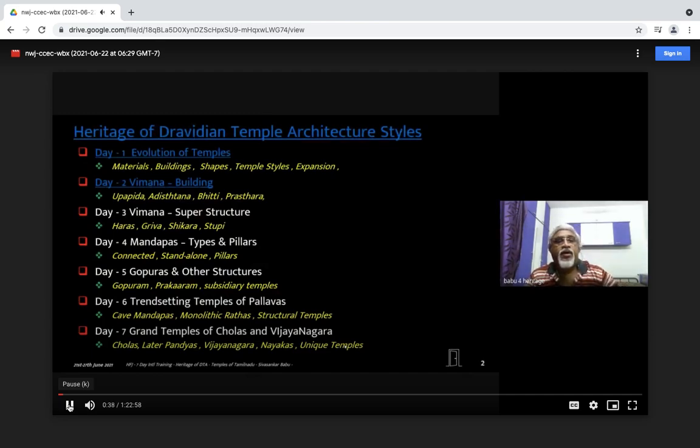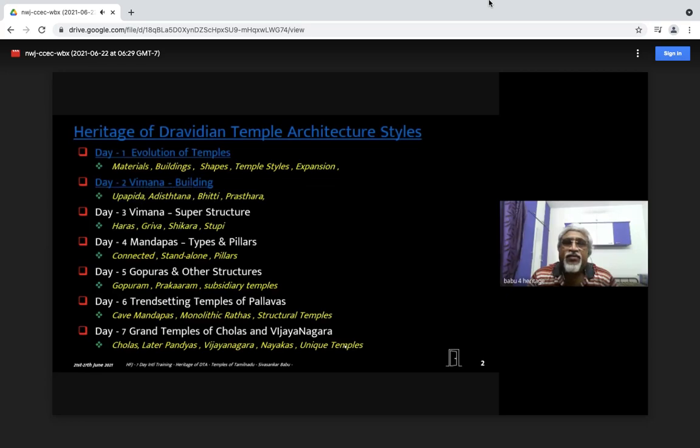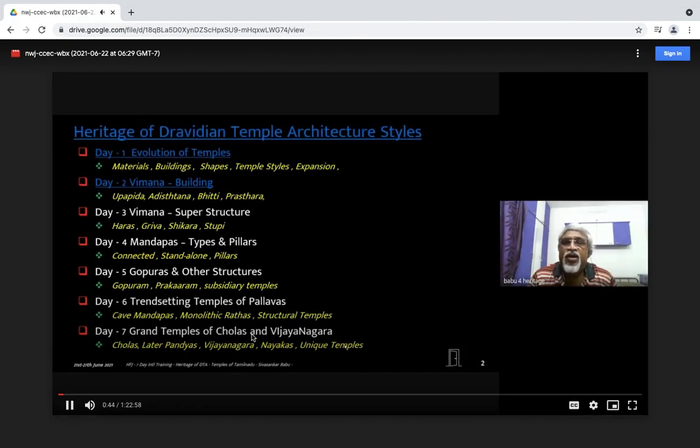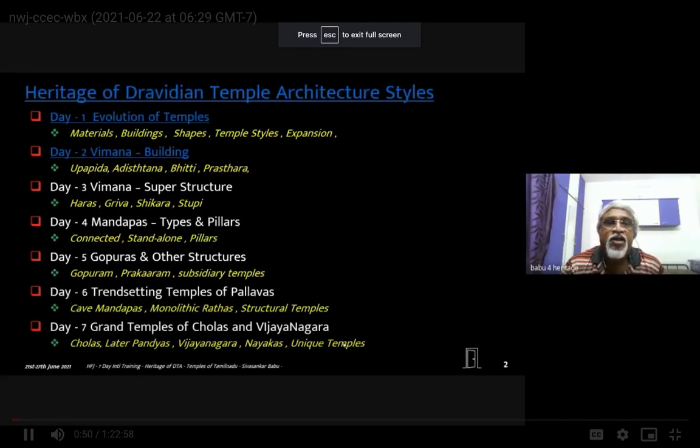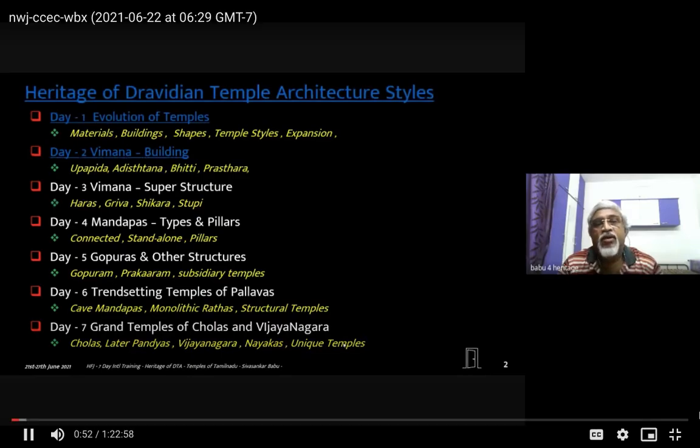Yesterday, on introduction day, we had a more detailed discussion on the evolution of temples in terms of material, building components, shapes, temple styles, and how they expanded over the period. In that, the last portion, expansion, was left out for want of time. So we are continuing from there.